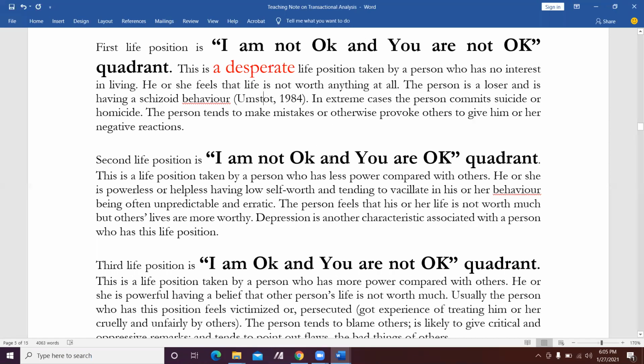Okay, so I am not okay. Excuse me, sir. Yes. Sir, what do you mean by okay? Okay is good and not okay is bad? Yes. Okay means positive, not okay means negative. All right?